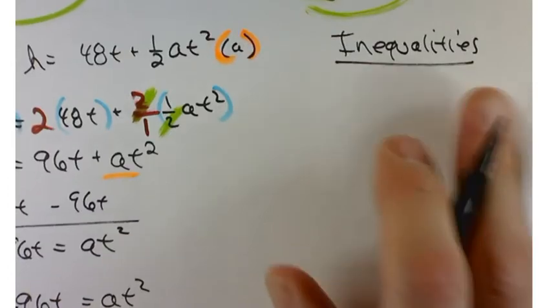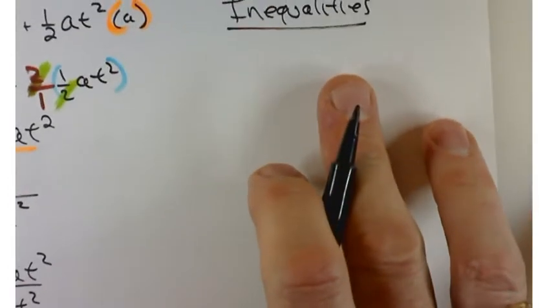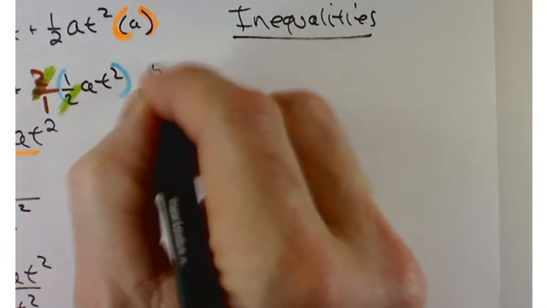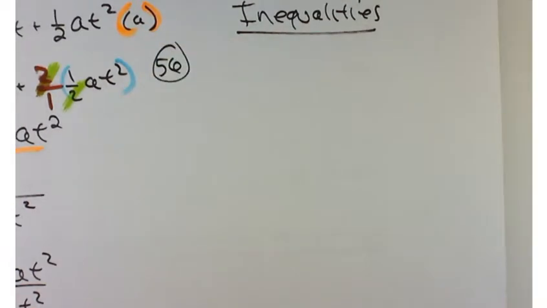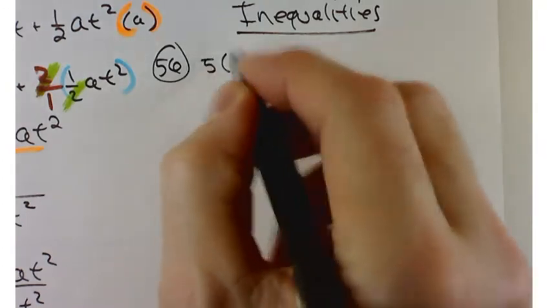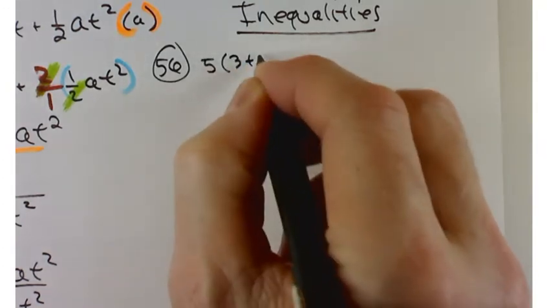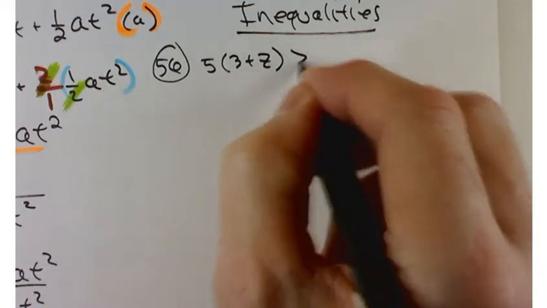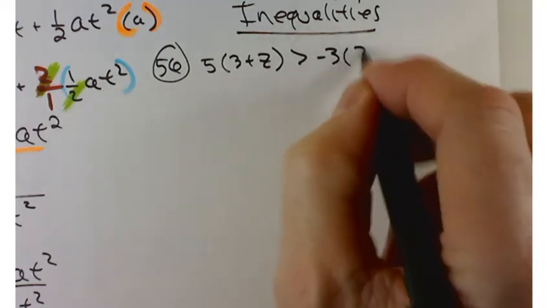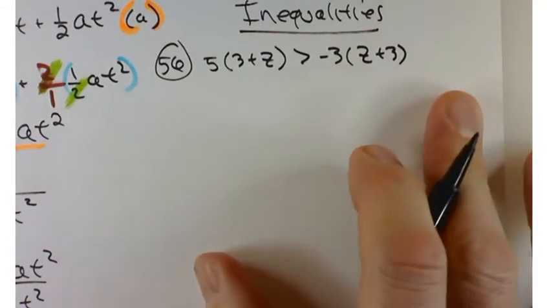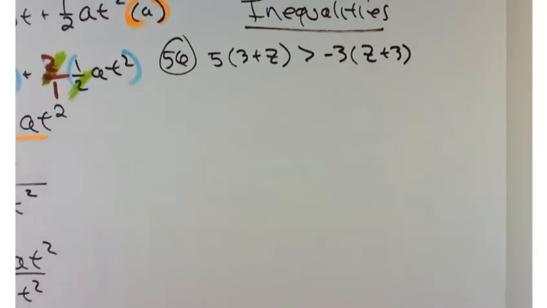Let's work with inequalities. And I'll begin with problem number 56. 5 times 3z plus z is greater than negative 3 times z plus 3. All right, so we've got an inequality as opposed to an equation. A lot of our work is going to be similar. We'll start by distributing in both terms, both sides.